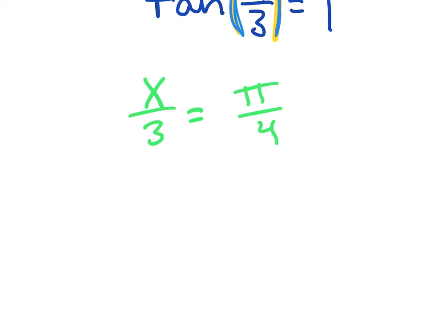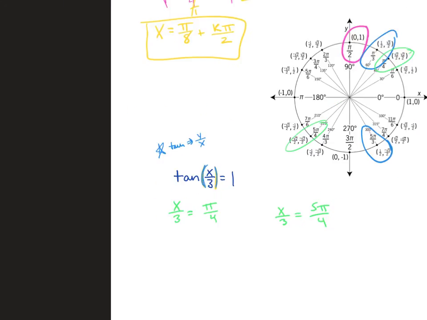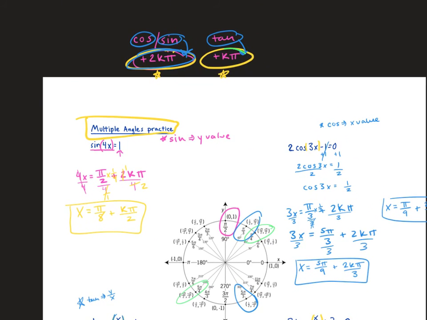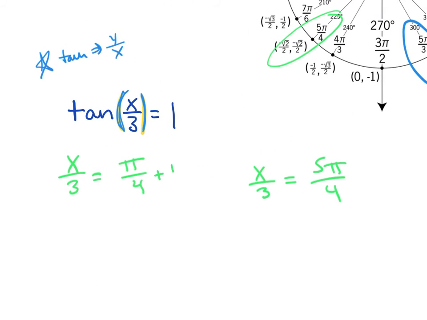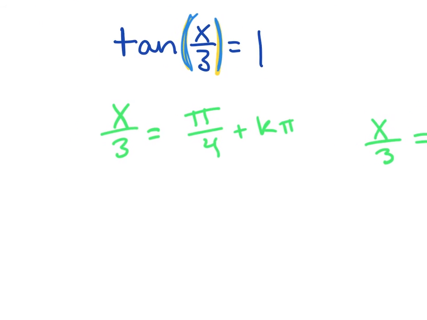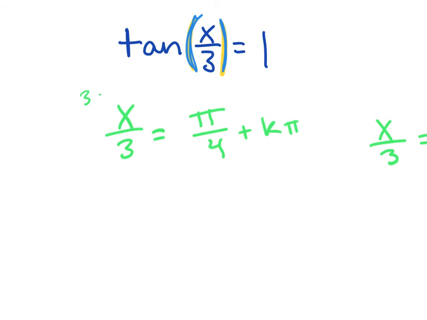Oh, I almost forgot a step. The whole point of this, we can't forget, we have to add that k pi to it. So add k pi, add k pi. We have to do it before we multiply by 3 because that k pi gets multiplied by 3 also. So now we can multiply both sides by 3. So x is equal to 3 pi over 4 plus 3k pi.